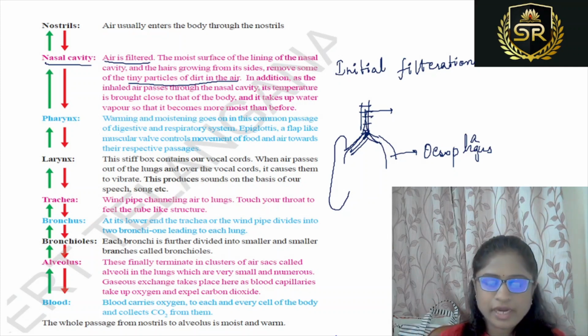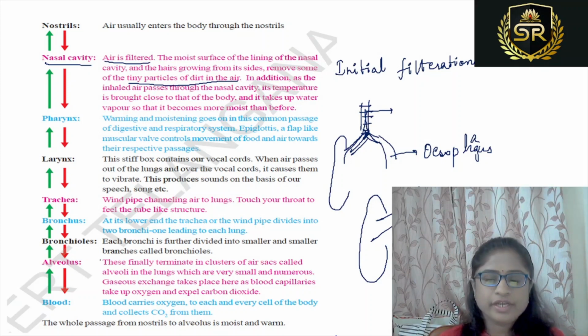Then the bronchi. The trachea divides into two branches, called bronchi. One goes into one lung and the other goes into the other lung. At its lower end, the trachea or windpipe divides into two bronchi, one leading to each lung. These bronchi have further branches, called bronchioles.